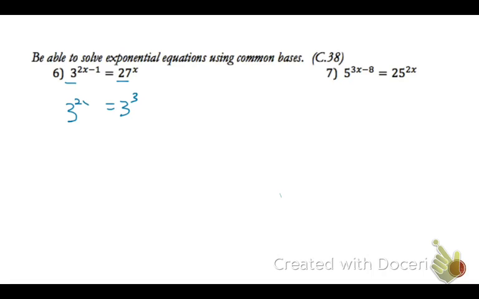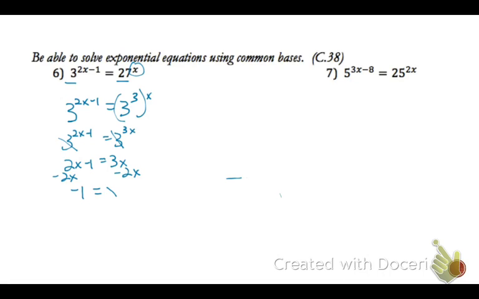So I'm just going to bring my first term, and then 3 to the third power, but it's also raised to the x, because that's what it was originally. When you raise a power to a power, you simply multiply. When your bases are the same, you can just disregard your bases and set those exponents equal to each other. Now we'll just solve for x. So I'll subtract my 2x. -1 equals x. So that's my solution to x.